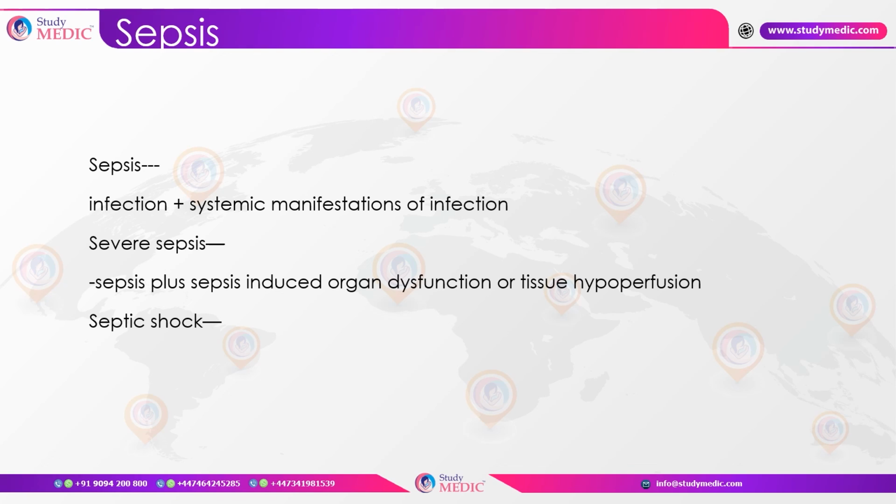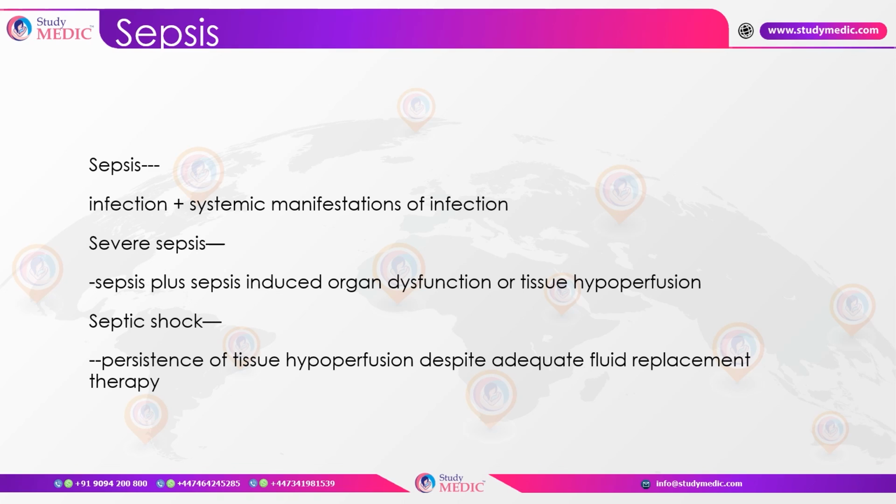In the CNS you can get it in the form of convulsions, there could be altered sensorium or the person is confused. In the lungs, if there is a septic focus, you can get a pneumonitic patch. Then the kidneys, you can get hypoperfusion leading to oliguria. In the coagulation system, you can have disseminated intravascular coagulation. Septic shock: whenever there is tissue hypoperfusion and this persists in spite of adequate fluid replacement therapy, then you call it septic shock.